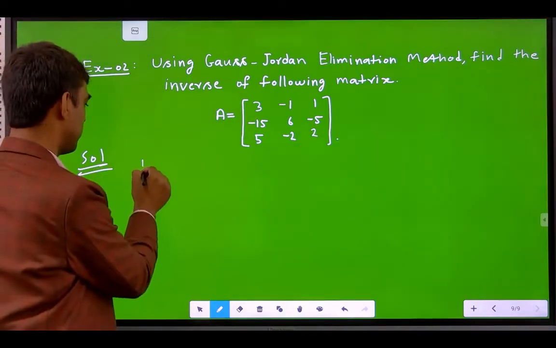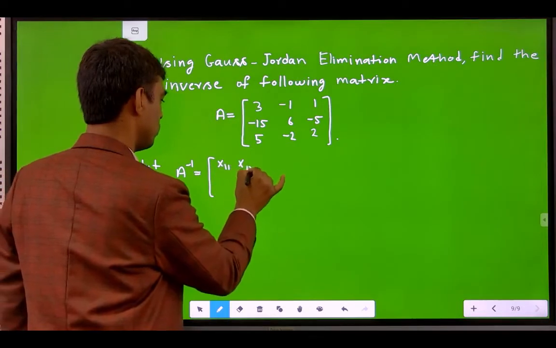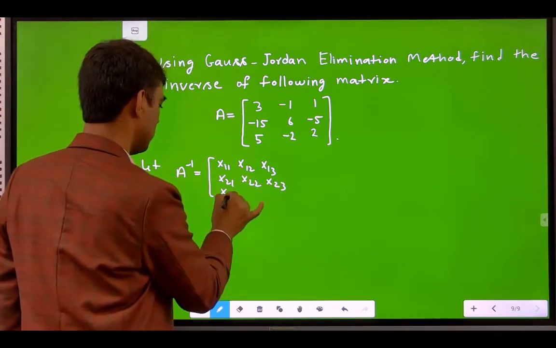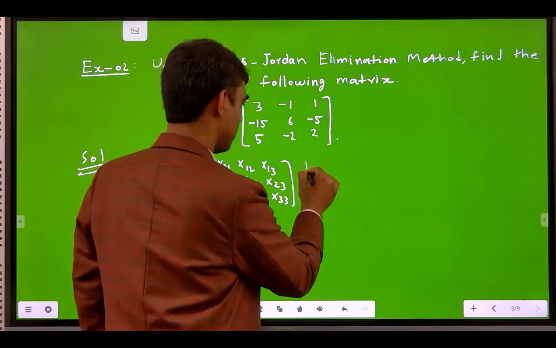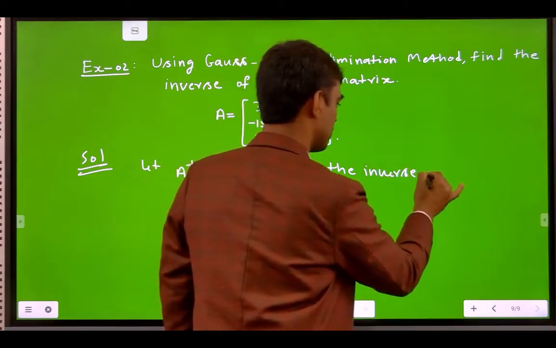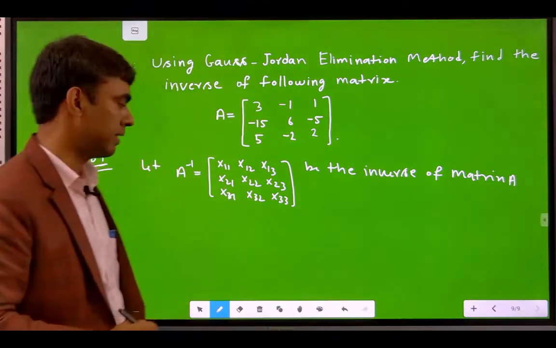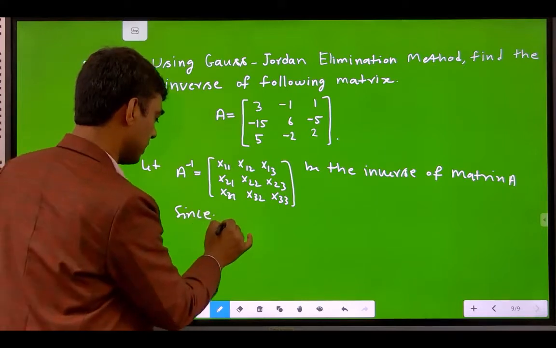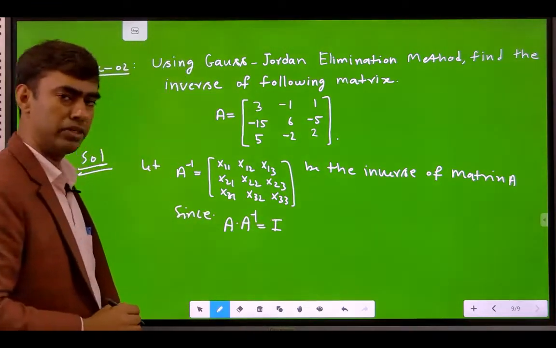Again, let A inverse equal x11, x12, x13, x21, x22, x23, x31, x32, x33 be the inverse of matrix A. Now, since we know the property of A and A inverse, A into A inverse equals I.